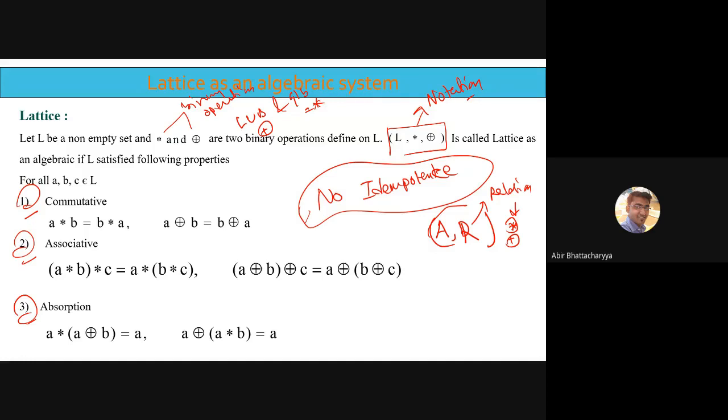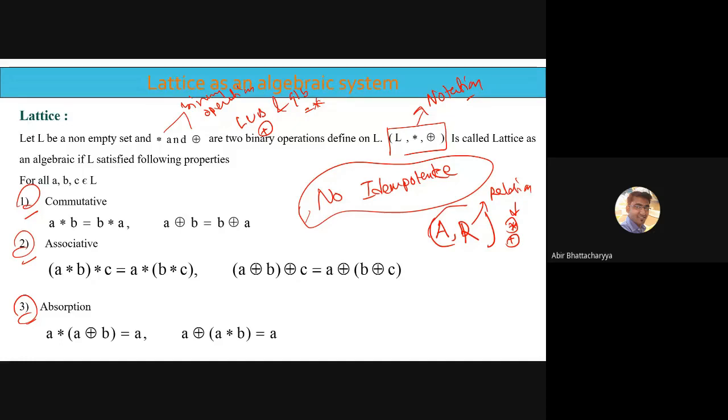Then if someone asks you to prove that A, R is a lattice, we have to check that A, R is a lattice as a poset. In that case, we first have to prove that A, R is a poset. Then we will go for the two matrices, one is the LUB matrix, another one is the GLB matrix. We have discussed this earlier.